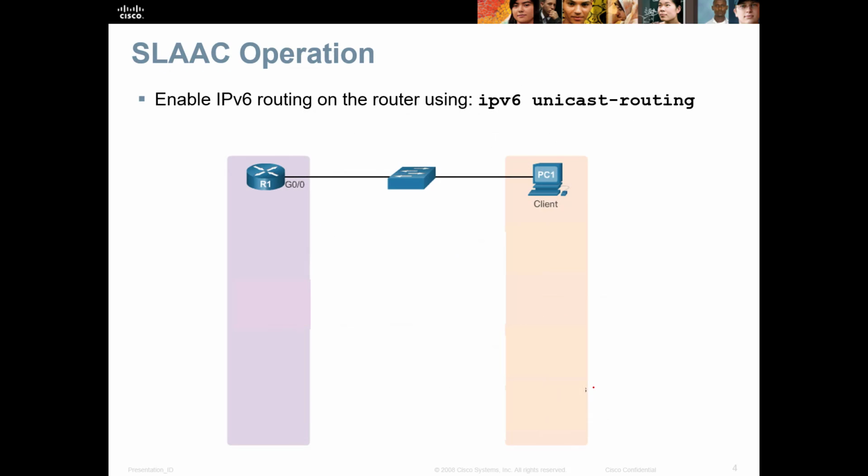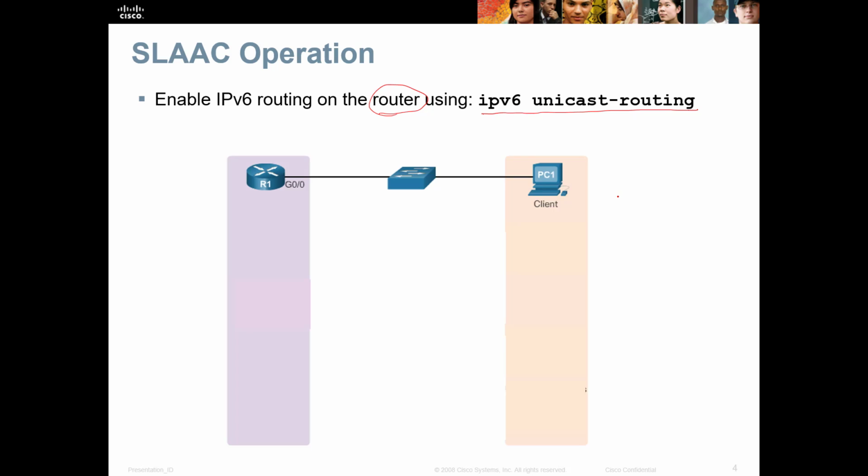Okay, so I'm going to take you through a look at this one operation, the SLAAC operation. The thing you have to remember is that it has to be enabled on the router in order for this to work. You do that with this simple command. So there's the command that gets put on the router, right? You've got to enable the router to do this, okay?